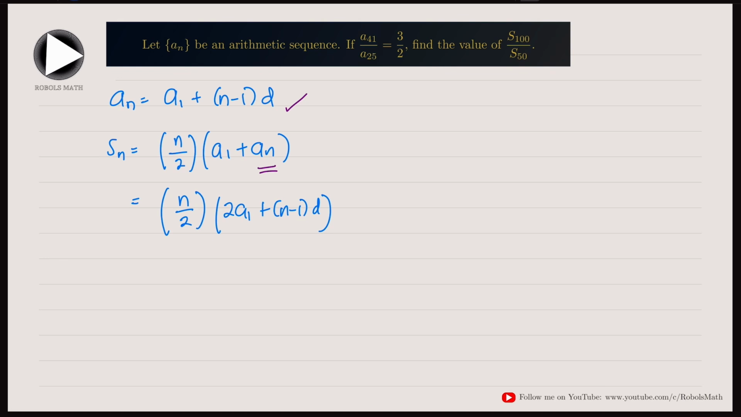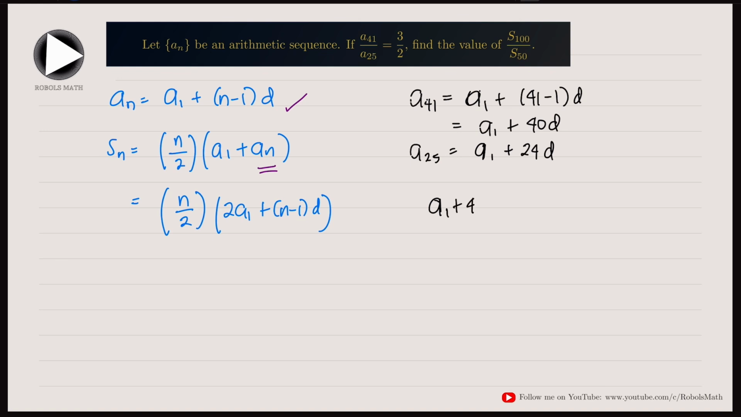So let's look at how to apply these formulas to the given problem. A sub 41 using the first formula is equal to a sub 1 plus 41 minus 1 times d. So that's a sub 1 plus 40d. Similarly, a sub 25 is a sub 1 plus 24d. Now, if we apply these two to the given equation, we have a sub 1 plus 40d over a sub 1 plus 24d is equal to 3 halves.